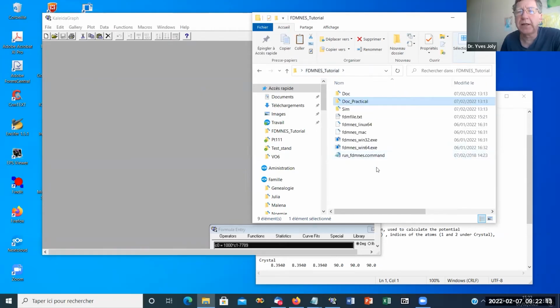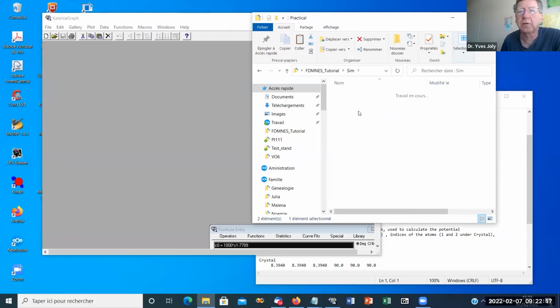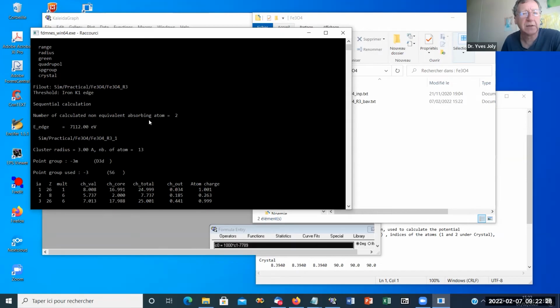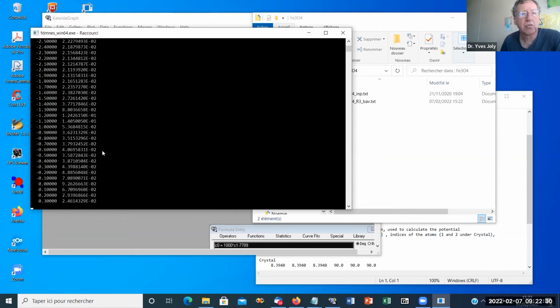Okay, so I go back to Iron 304. But in fact, it's ready for the first calculation. So I just run, so you can see it's Iron 304, radius 3. Okay, so you have one run, you can see.